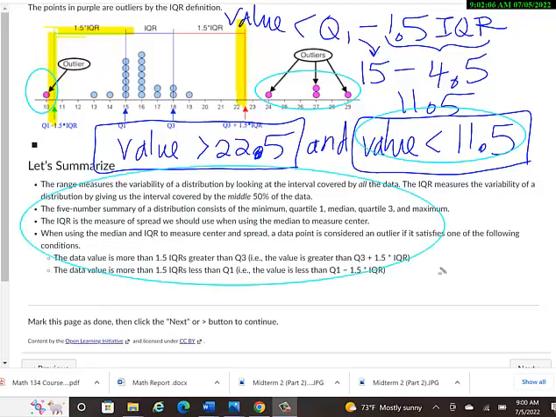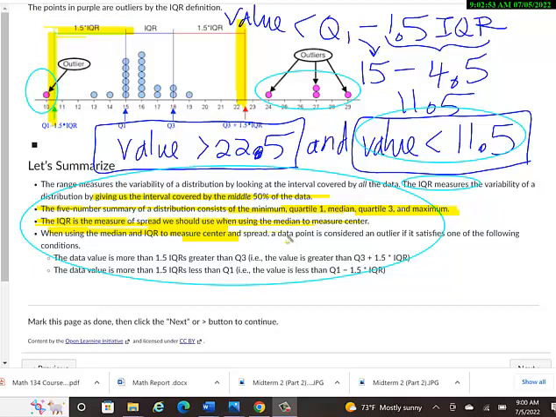So here to summarize, a range measures the variability of a distribution by looking at the interval covered by all the data. The interquartile range measures the variability of a distribution by giving us the interval covered by the middle 50% of the data. The five number summary of a distribution consists of the minimum, quartile 1, median, which is where Q2 ends, then quartile 3, and then the maximum, which is where Q4 ends. The interquartile range is the measure of spread we should use when using the median to measure center.